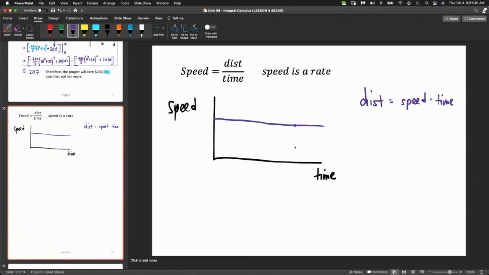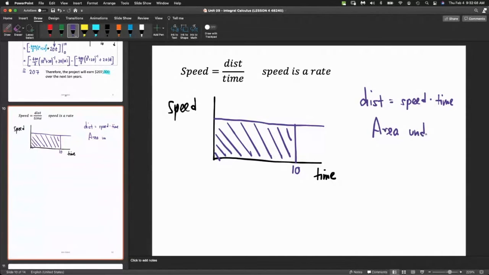Okay. So let's say that we went up to here. Let's say that we went for 10 seconds, just because I feel like it. What shape is this that I'm tracing out? It's a rectangle. So we can say that it's the area under the speed graph. The area under the speed curve.